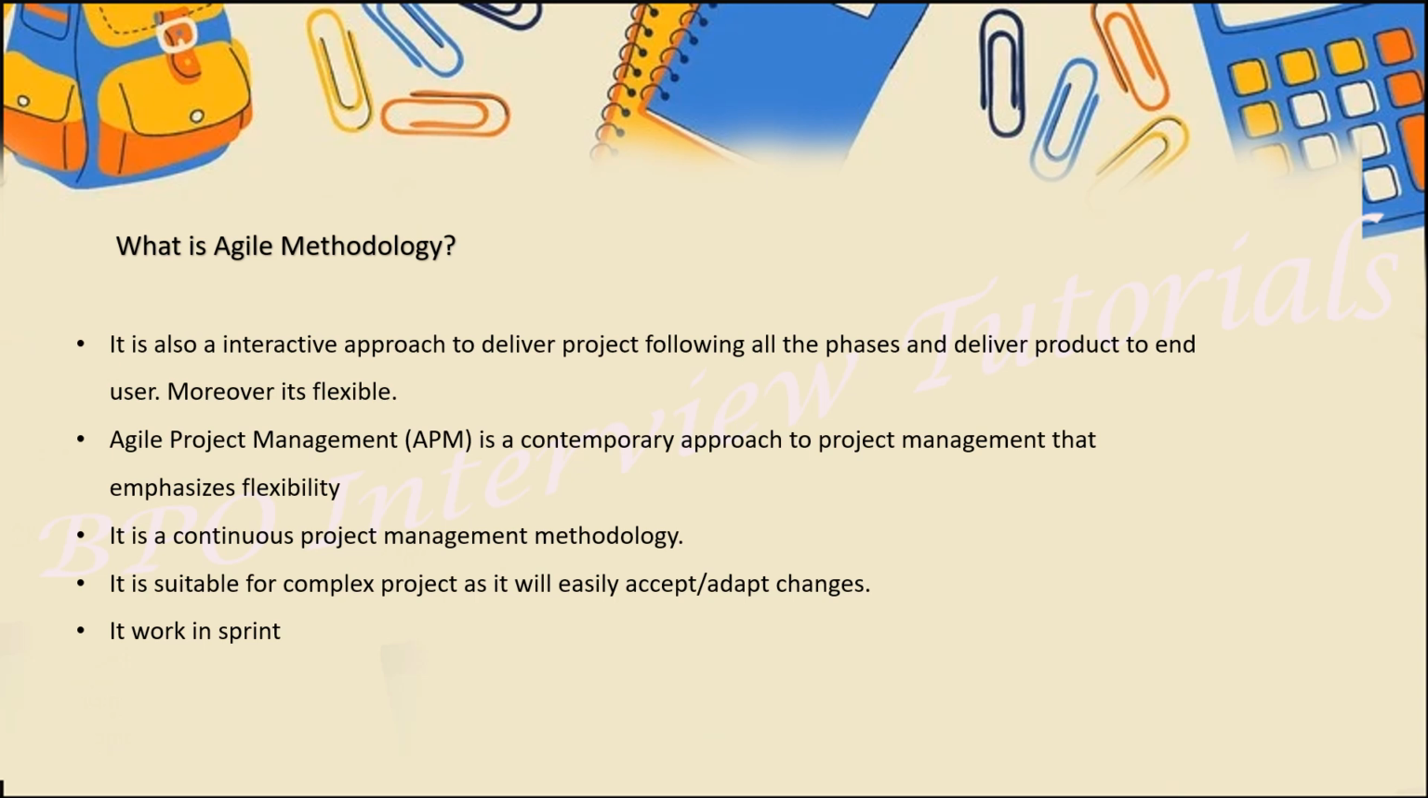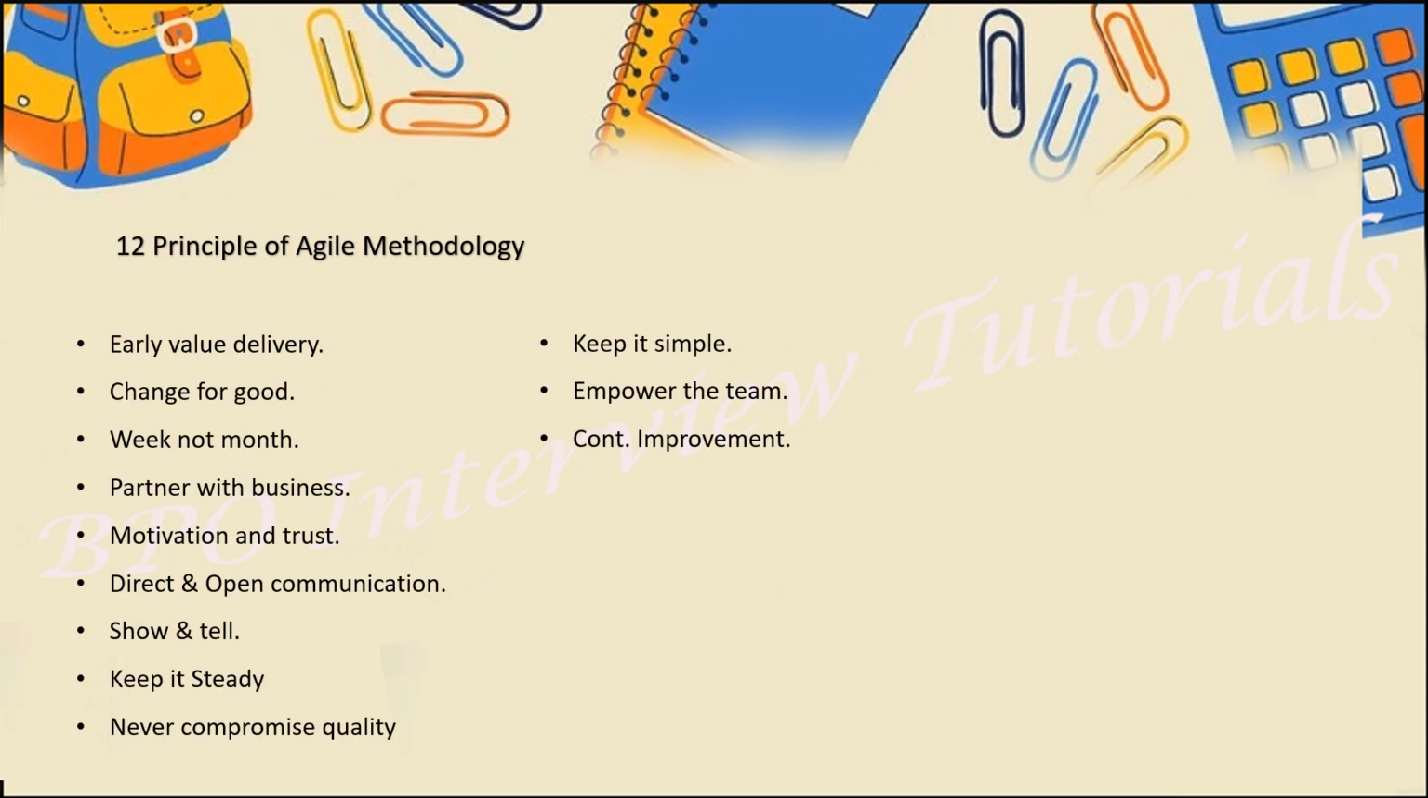Okay, let's move to the next point. There are 12 principles that are to be followed in the agile methodology. Those are just theoretical points, guys, which is early value delivery, which means changes are acceptable, due to which the delivery will be superb, and they will do this in an early method. Changes for the good, I already told you, flexible. Weeks, not months. It will not take much time. It will be delivered within a week depending on the length of the project.